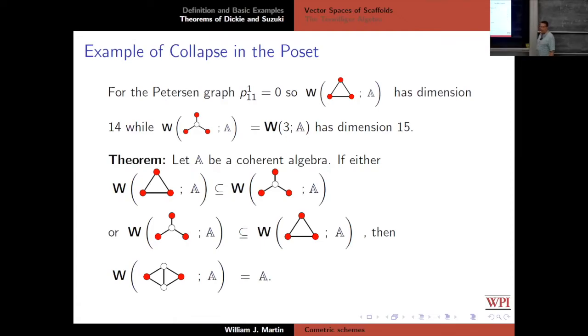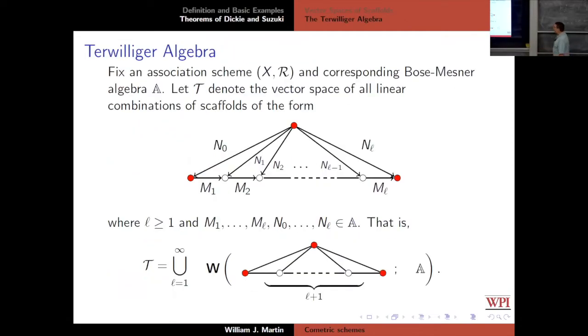Now here's the triply regular condition. If the vector space of scaffolds on the triangle K3 is contained in this space of scaffolds, or this one is contained in the other one, then you have that this thing is just the Bose-Mesner algebra. So for the Doob graphs, you don't have this. Therefore, one of these two must fail for Doob graphs. We'll talk about these vector spaces of scaffolds tomorrow.